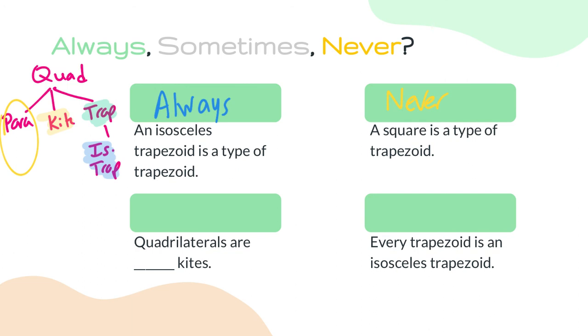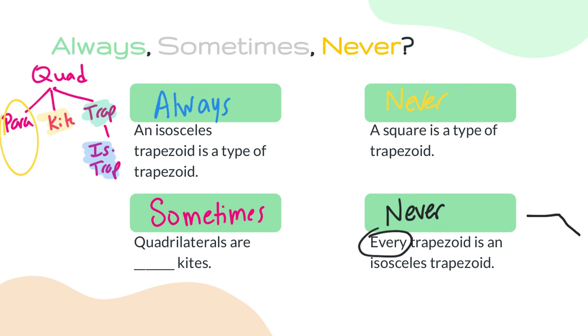Quadrilaterals are always kites. Well, not necessarily. It could be a trapezoid. They are never kites. Well, that's not true either, because sometimes we can have a kite. So that's why quadrilaterals are sometimes kites. Every trapezoid is an isosceles trapezoid. This is never true because of that word every. Every trapezoid is not going to be an isosceles trapezoid. I can have a trapezoid that does not have congruent legs. It only has parallel bases. And because of that, that word every means that this has to be never.